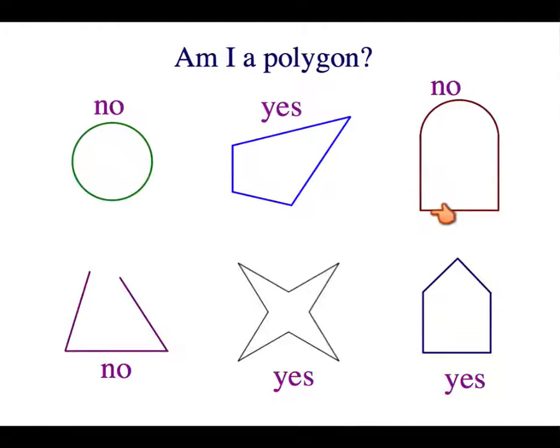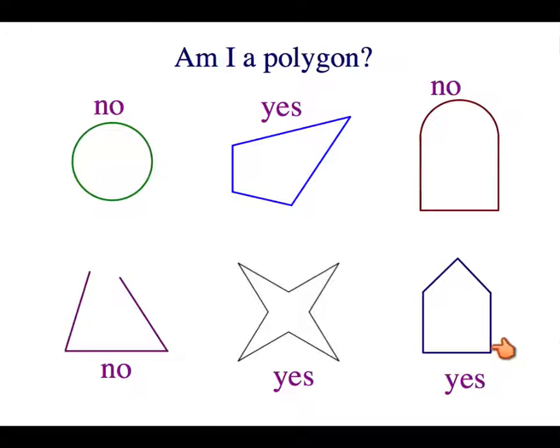How about this one? It's got a flat bottom and then it's got a curved top. So no, that can't be a polygon. We know they have to have straight sides. How about this one? The sides are straight, but it's got that open place at the top. So remember, they have to be closed. So no, this is not a polygon. What about this shape? It's got straight sides and it's all closed. There's no big openings. So yes, that's a polygon. And maybe you recognize this.